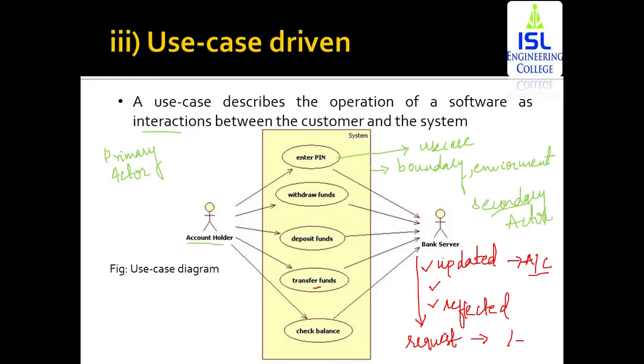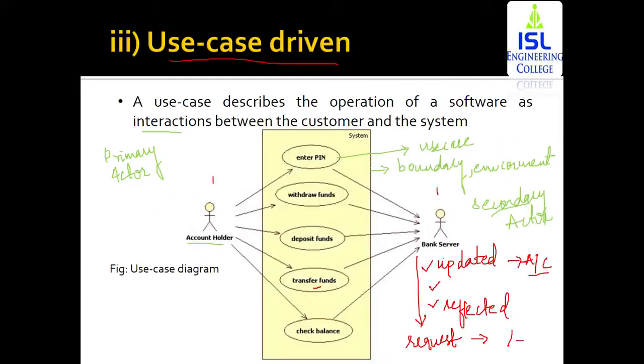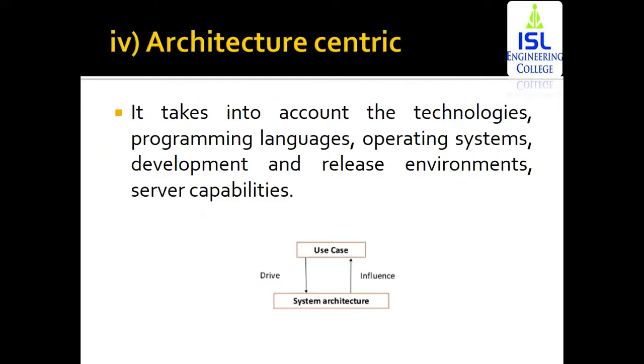This use case diagram describes the interaction between the customer and the system. Now this is the system that you are developing, the ATM system. Whereas the primary and secondary actors are the two parties responsible for completing a particular task. So the unified process model is a use case driven model. The first we studied was iterative and incremental, the second is risk focused, and the third one is use case driven. Coming to the fourth one, it is architecture centric.